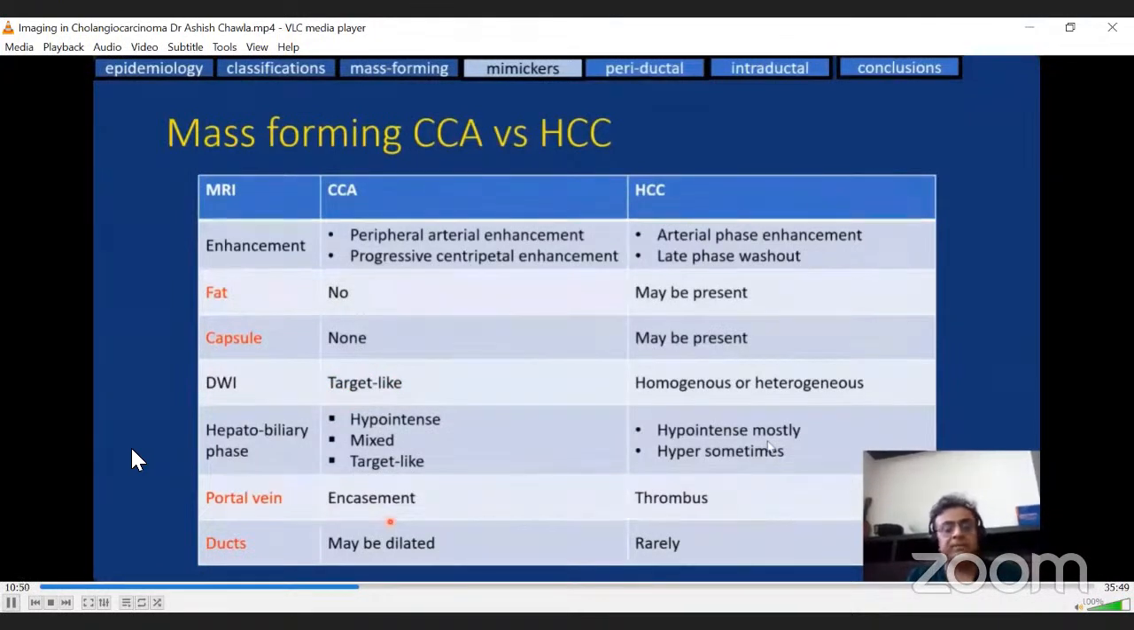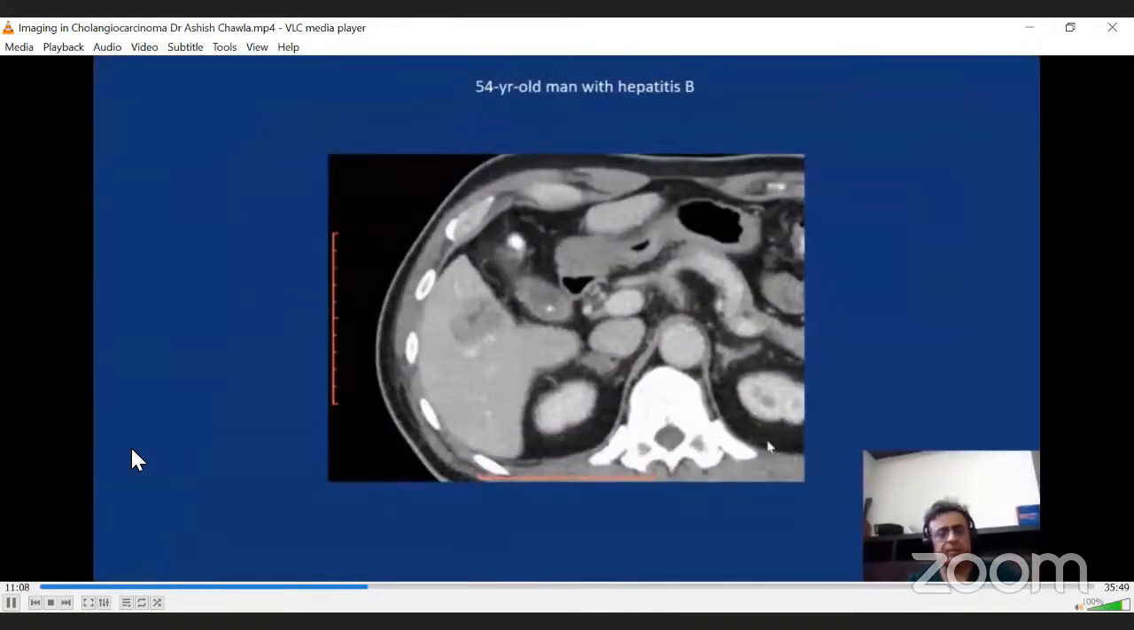Portal vein involvement in hepatocellular carcinoma is typically tumor thrombus, whereas in cholangiocarcinoma, there is encasement of the portal vein rather than tumor extension. Then the duct may be dilated in cholangiocarcinoma, whereas in hepatocellular carcinoma, the ducts are dilated only with large tumors.